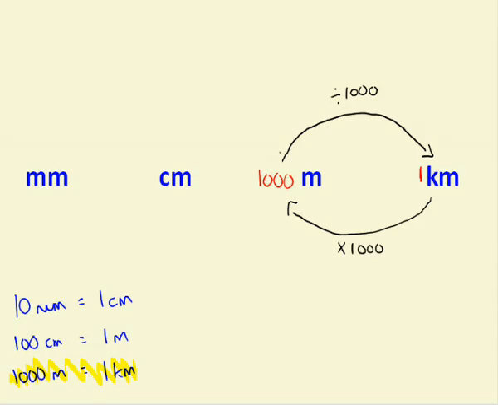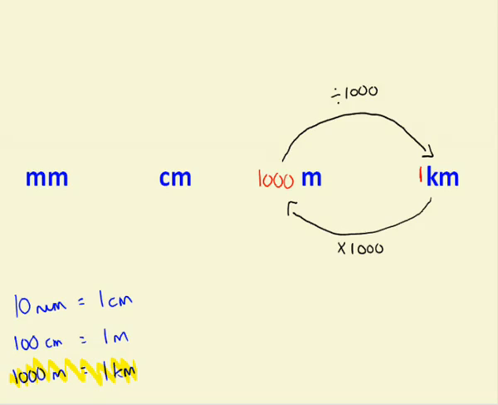So 2,000 meters as kilometers, or 2,000 divided by 1,000, would give me 2 kilometers. And 4 kilometers as meters, or 4 times 1,000, would give us 4,000. Okay, so that's that one.